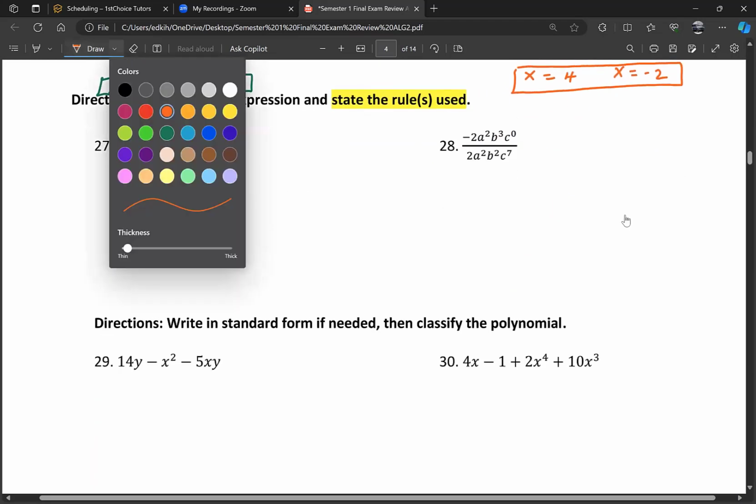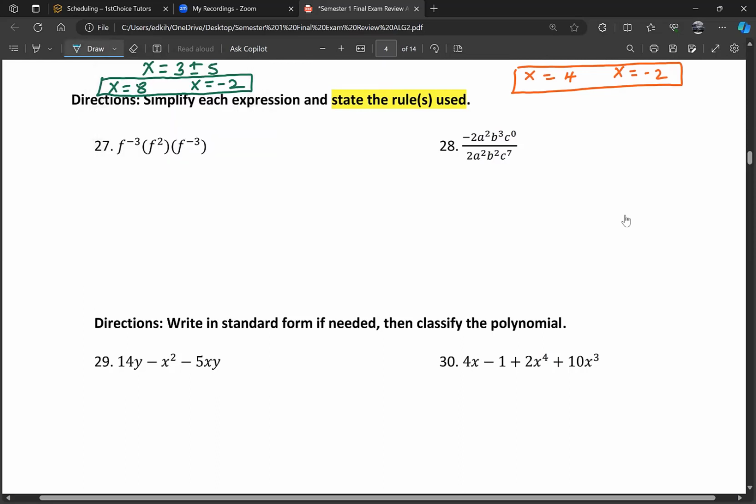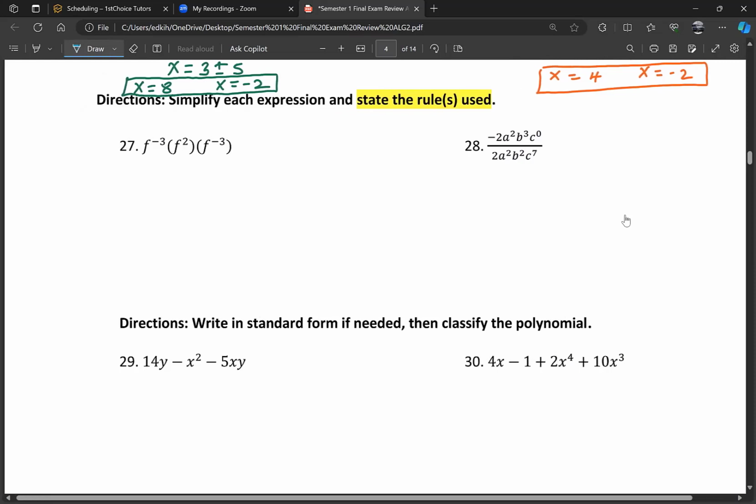Here, it's simplifying exponents. So we need exponent rules. It says simplify each expression and state the rule used or rules used. So the multiplication property, remember, if you're multiplying numbers that have the same base, all these have the base of f, you keep the base and you literally just add the exponents. So again, if you're multiplying numbers that have the same base, and yes, these are being multiplied, you keep the base and you add the exponent.